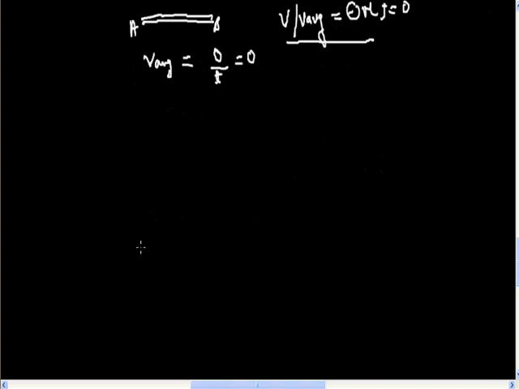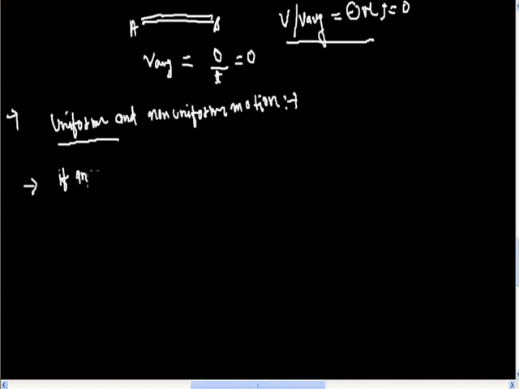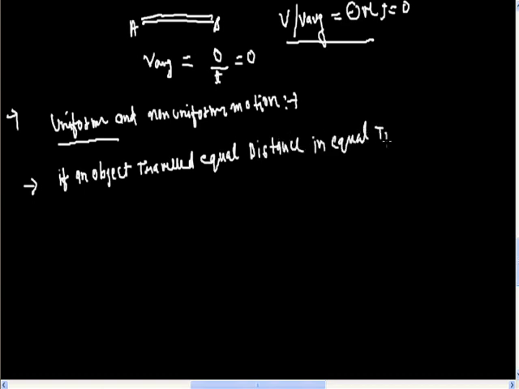Now we understand velocity, speed, distance, displacement. Now we take an important concept, uniform and non-uniform motion. Let's see. Uniform motion tells that an object travels equal distance in equal time intervals.